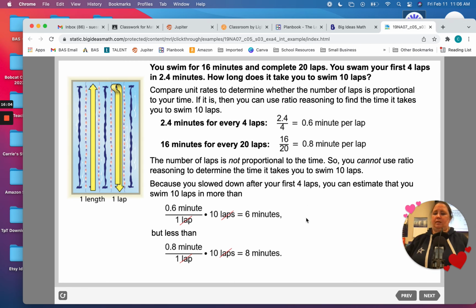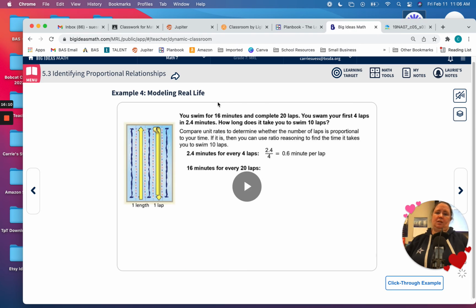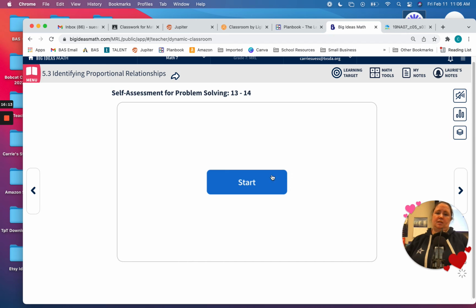I think that was a terrible example to teach y'all, but they did it anyways. All right? So let me go look at your self-assess, 13 and 14.